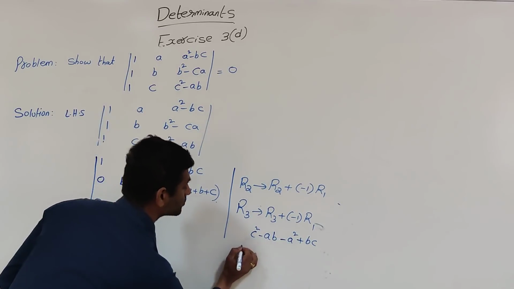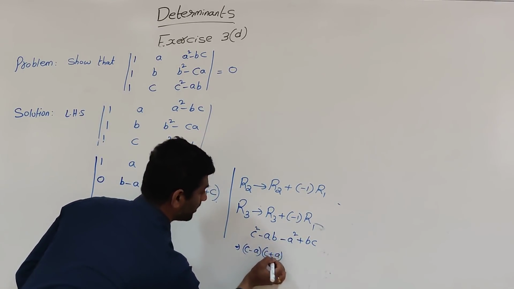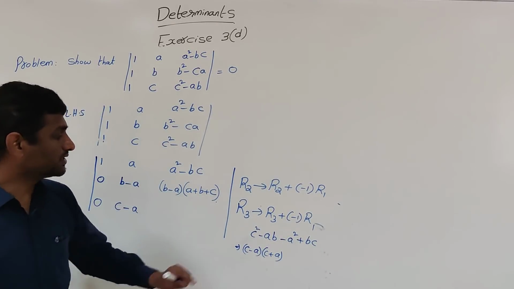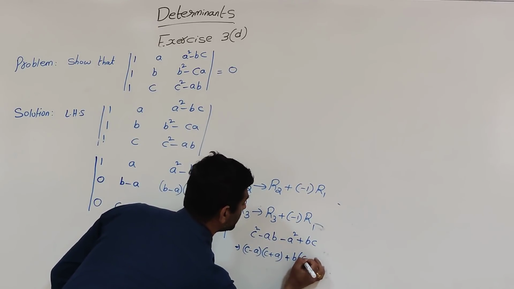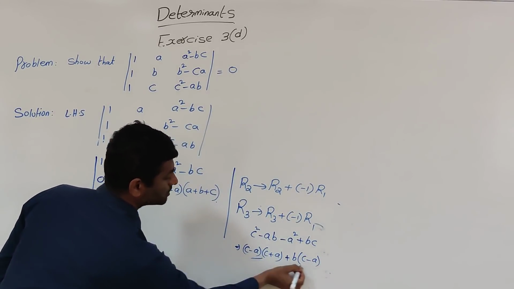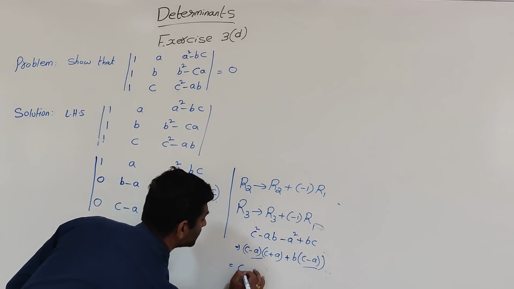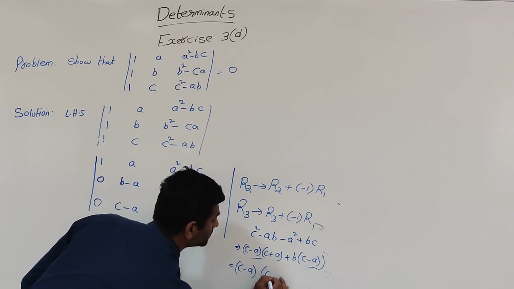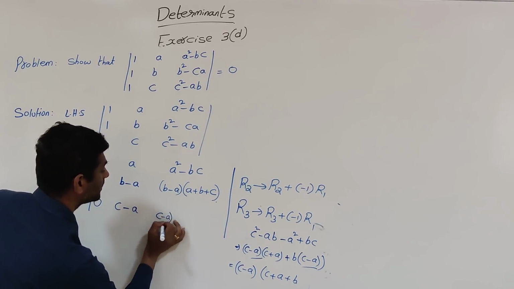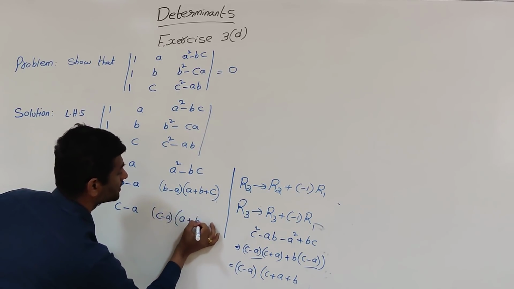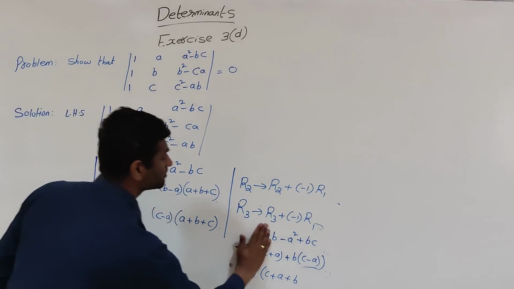C square minus A square means C minus A into C plus A. Again minus AB plus BC. What is common? B is common. So if I take B common, it will be C minus A. So from these two terms, C minus A is common. So it will be C minus A times of C plus A plus B. So what will be? C minus A into A plus B plus C. So that is the determinant of this matrix.